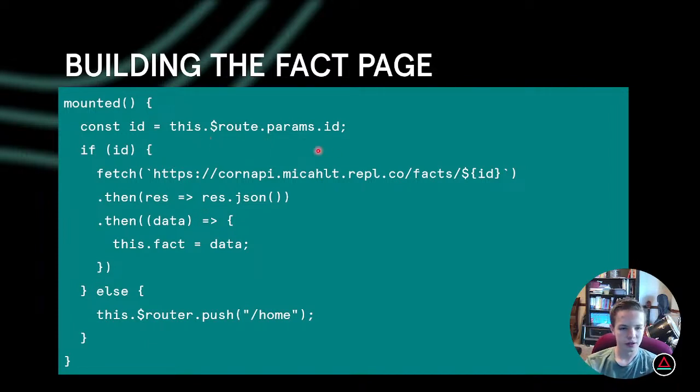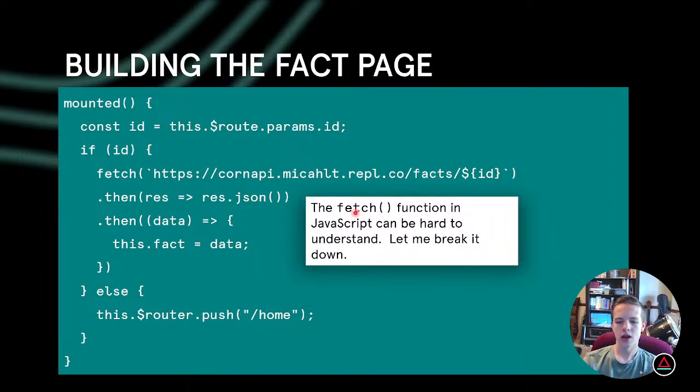So then, if the ID exists, then we're going to run all this complicated code. Is it actually that complicated? No. But the fetch function in JavaScript can be hard to understand, so let me break it down. This first line, we have a URL that we want to make a web request to. So in this case, it's my already existing Corn API. Then we have our ID interpolated in there, which means we put our ID in that URL, so the ID that we're trying to get.